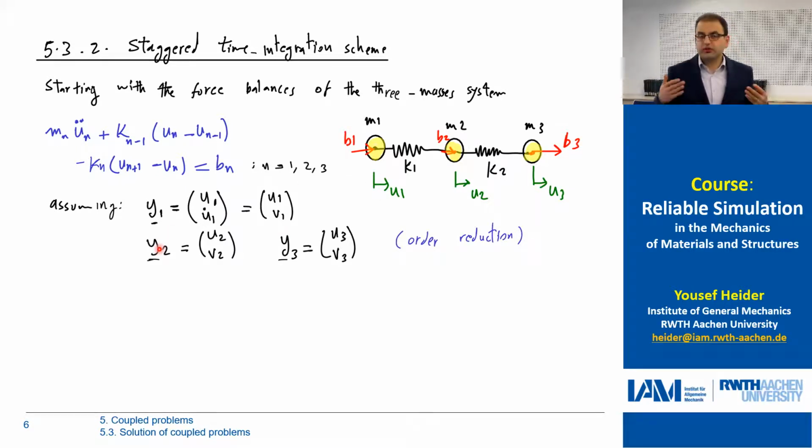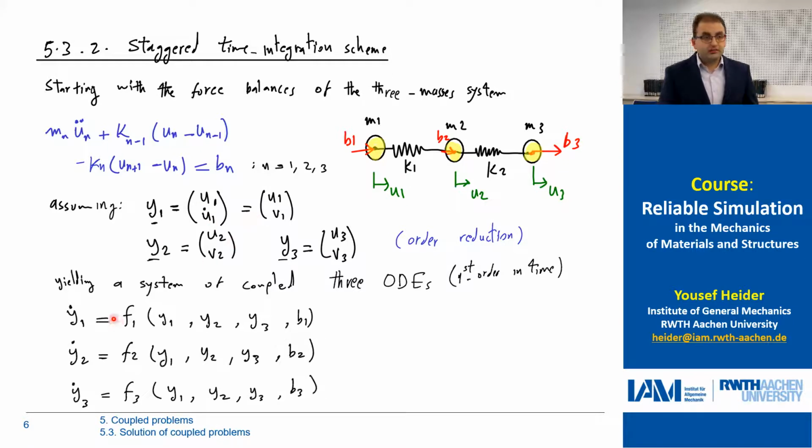To reduce the order of the equations from second order to first order, we follow exactly the same idea. We introduce a new unknown vector, which includes the displacement and the velocity as the first time derivative. So it's u1, v1. For each equation, we follow this scheme. So we have y2 as the second unknown vector, and y3 is the third. So we change the variables, and then by including this new idea, the system of coupled equations, which are 3 ordinary differential equations, are now of first order.